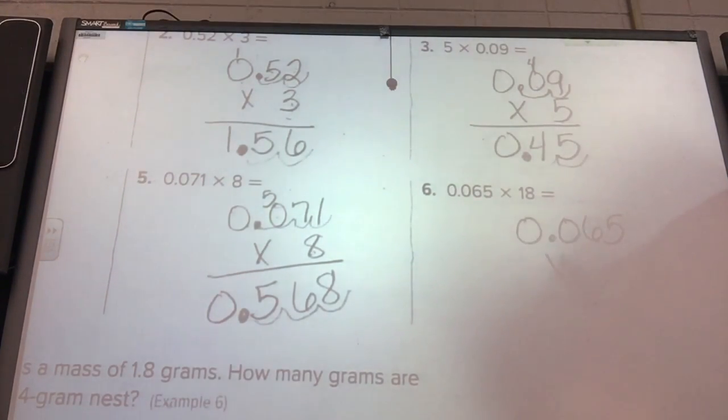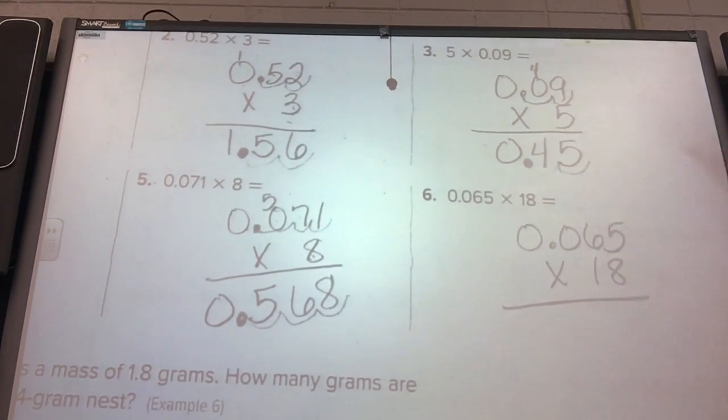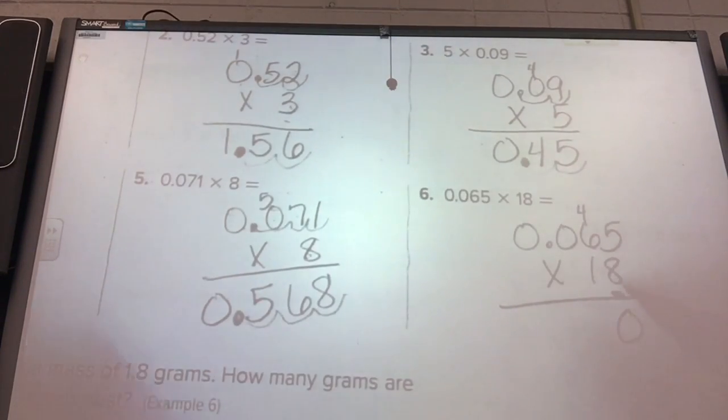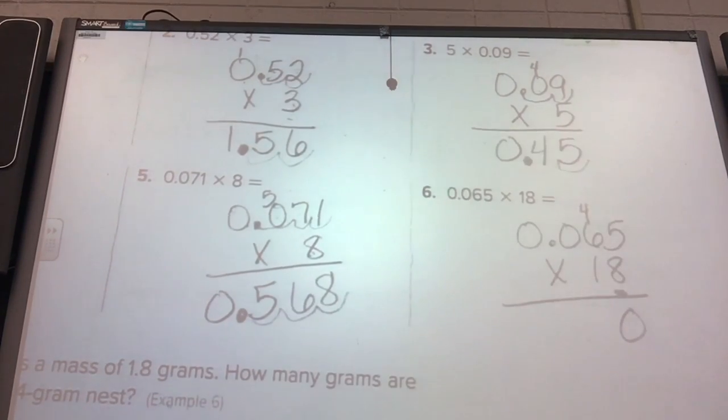0.065. Uh-oh, now we got a 2 down the bottom. Now they want to make it hard for us. Let's do the ones column first. 8 times 5 is 40. Good. Carry the 4. 6 times 8 or 8 times 6 is 48. Plus 4. 49, 50, 51, 52. 8 times 0 is 0. Plus 5 is 5. And 8 times 0 is 0. I'm done with my ones.